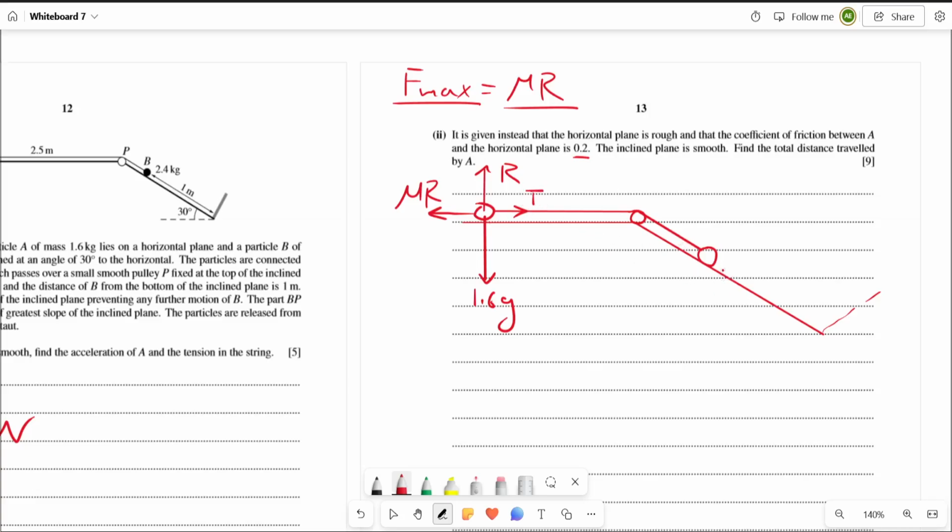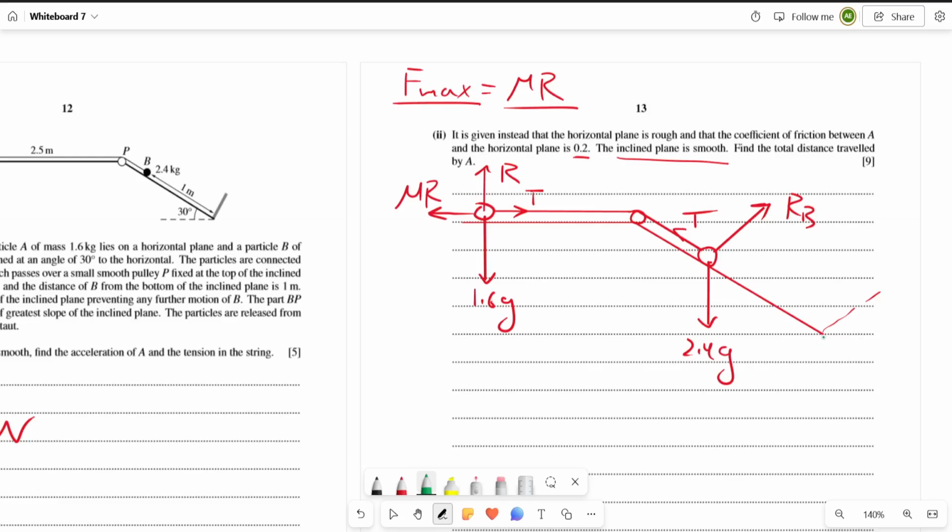Okay. For B, let's do the same. Again, B didn't change at all. I have the weight down, 2.4 g. I'm going to have the normal reaction, let's call it RB, and I'm going to have the tension over here. There will be no friction here because the inclined plane is still smooth.